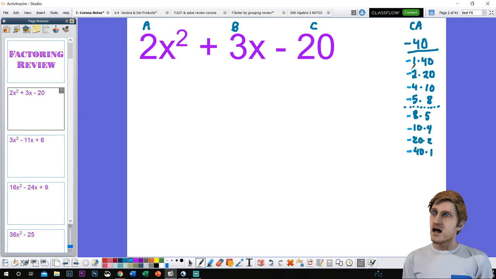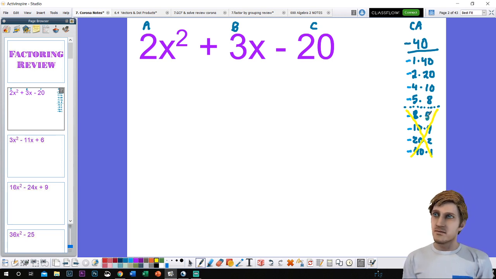Now I have to figure out which of those will add to positive 3. Now, since this is a positive number, I can completely eliminate the entire bottom. The bottoms will always give me negative answers. The tops will always give me positive answers. If you can't remember that, that's okay. You don't have to eliminate them. This is just a way to save you half the work.